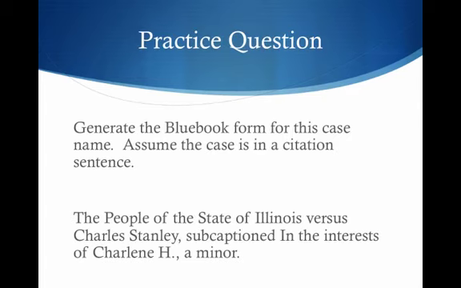Here's the next question. Again, pause the podcast until you've crafted your answer.